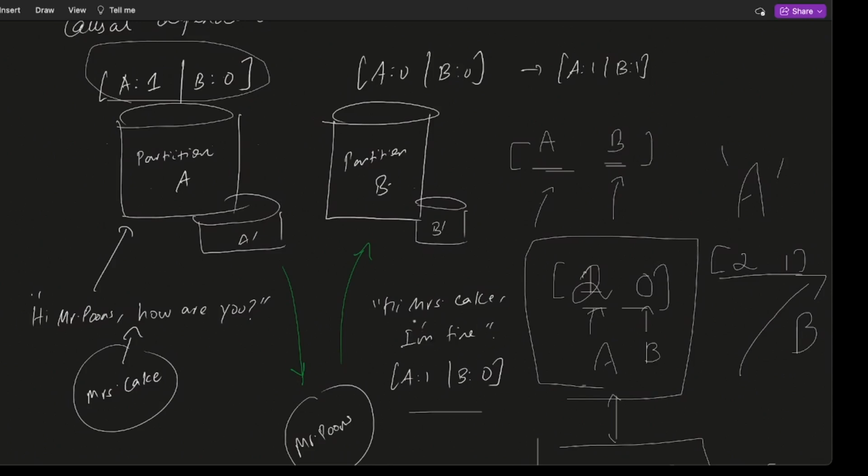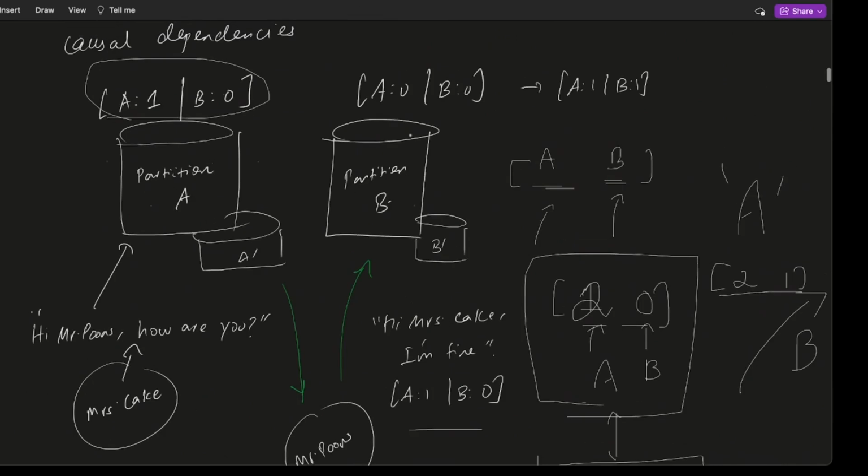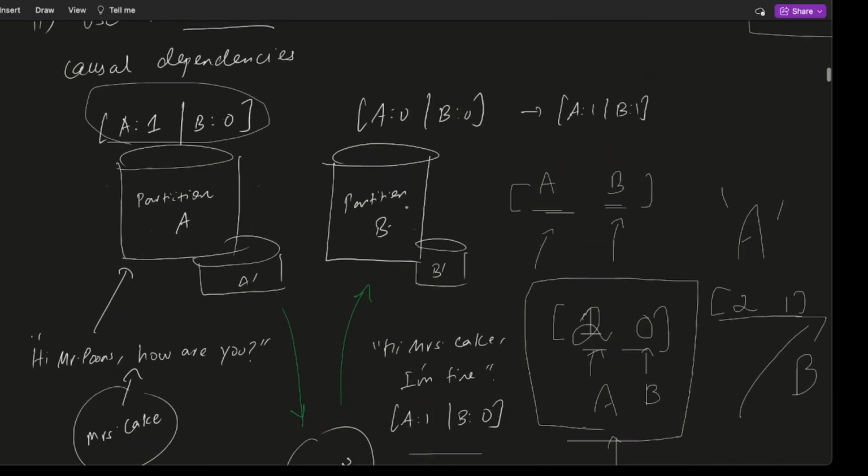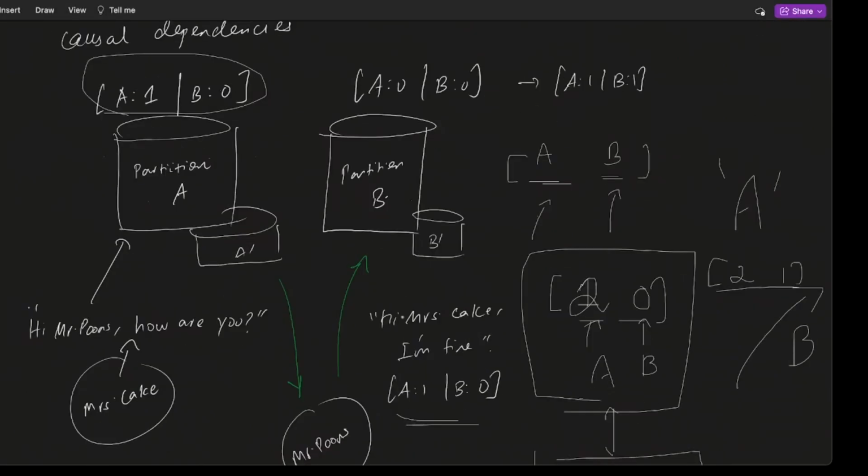Mr. Poons will then craft a response, hi, Mrs. Cake, I'm fine, and send it to another partition B over here. And when you're sending the message, you'll also plug in the version vector of the previous node. This is to maintain causal dependency.